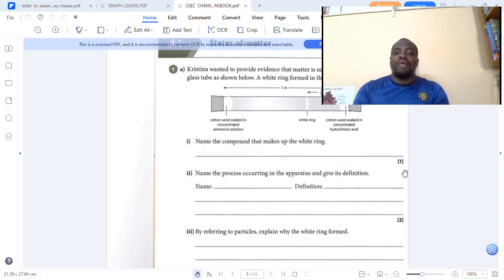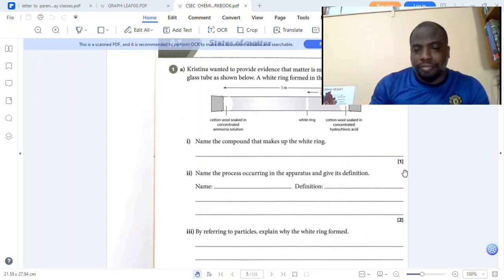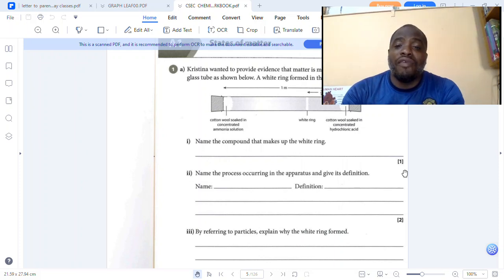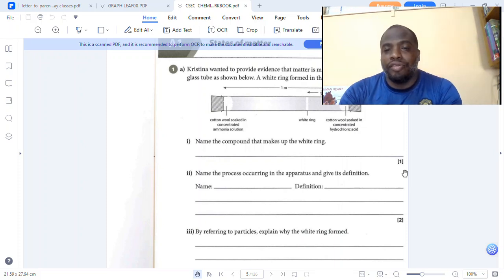So it's a movement of particles from a high concentration. And when we say high concentration, we are talking about where we have a lot of the particles. So if you notice, on either end of this glass tube, we had a lot of the ammonia particles. We had a lot of hydrochloric acid particles. So we move from a high to a low concentration, where we have a small amount of these particles or no particles at all, until they are evenly distributed.